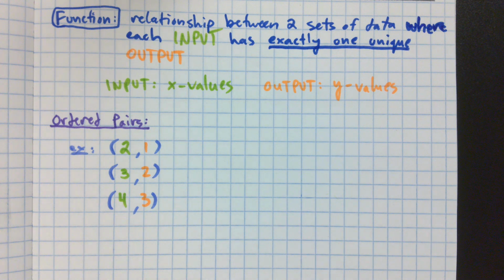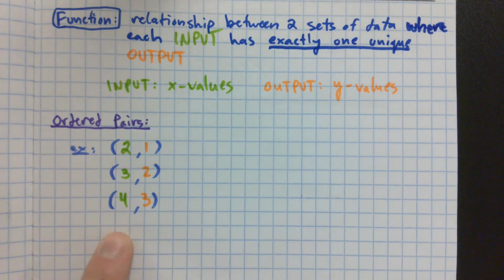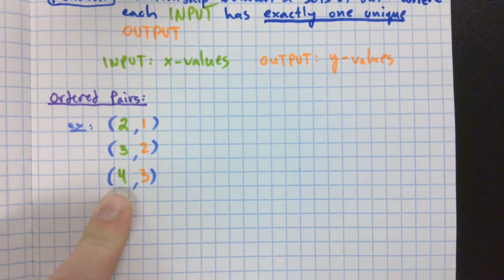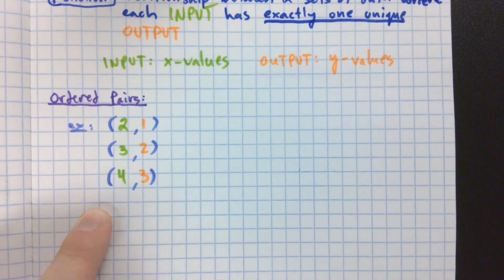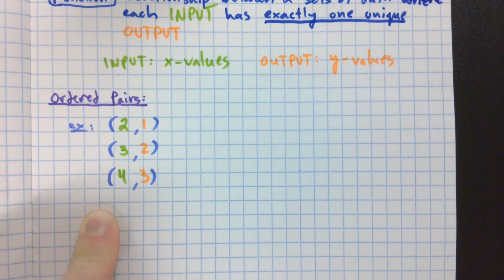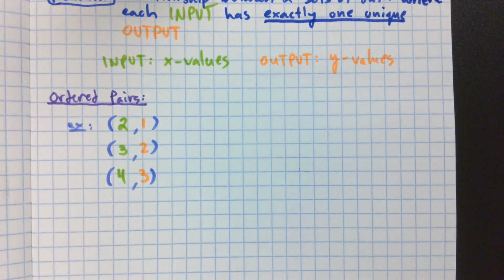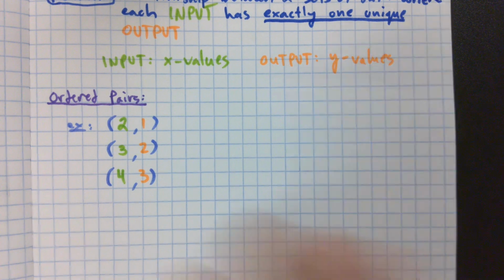So with ordered pairs, let's say we've got 2, 1, 3, 2, and 4, 3. Our inputs are going to be in green here. Those are my x values. And what do we notice about those 3 inputs? They go in order. On the left it goes 2, 3, 4, and on the right it goes 1, 2, 3. Okay, so we're just focusing on the left.